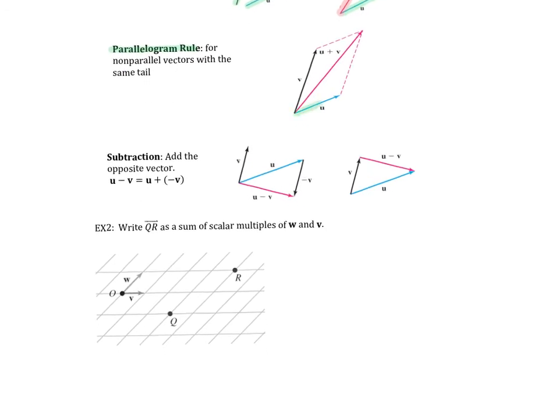So if u and v have the same tail, and we want to add them, geometrically what we could do is draw a parallelogram where u would be the sides of the parallelogram, v would be the sides, and then the resulting vector would be the diagonal to that parallelogram. And that's something that we use quite a bit in application problems, that parallelogram property when we're adding vectors. But we also have vector subtraction.